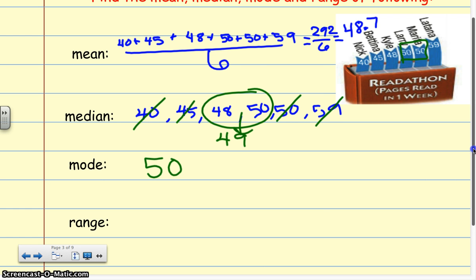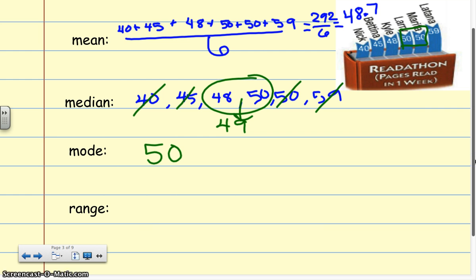Our range is our biggest, take away our smallest. So our biggest is 59. Take away our smallest amount read, which is 40. That's a range of 19 pages.